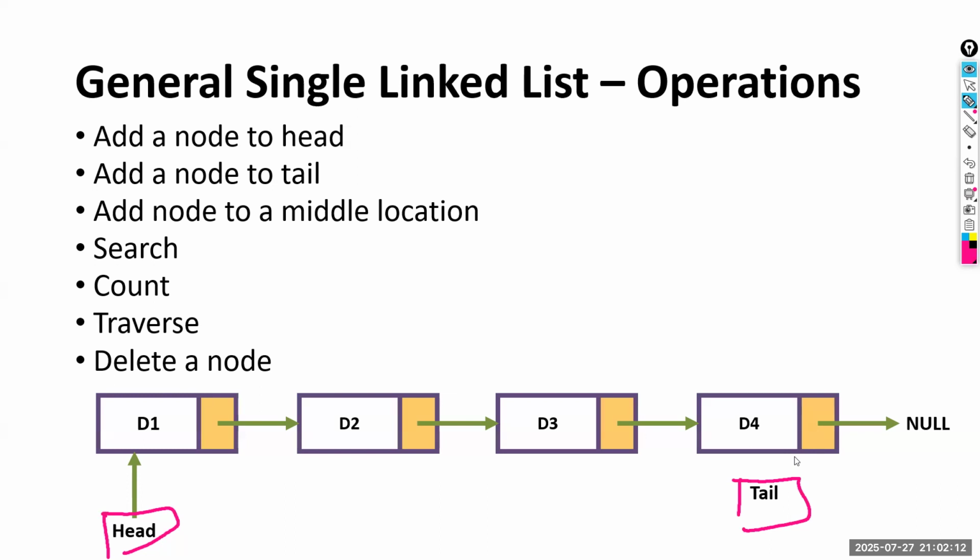My question is, why don't we keep track of tail in single linked list? Think about it. I'll give you 1 minute.